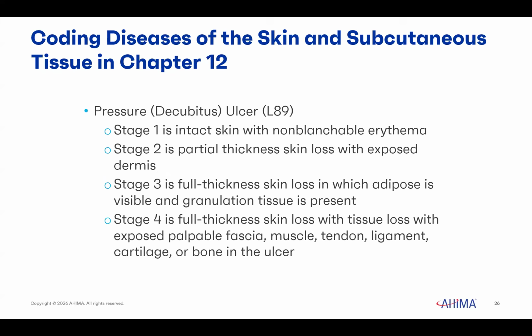And of course, we base this on what the physician actually documents. We've been doing a lot of training efforts since elder adults come in with these things frequently. Stage 1 is intact skin with reddening. Stage 2 is partial thickness skin loss with exposed dermis. Stage 3 is full thickness skin loss, where we're seeing the adipose tissue visible and granulation is occurring. Stage 4 is full thickness skin loss with tissue loss, and we have exposed fascia, muscle, tendon, cartilage, or even bone.